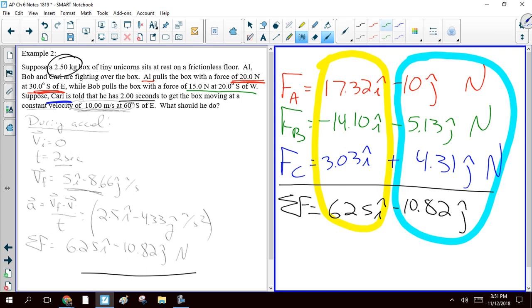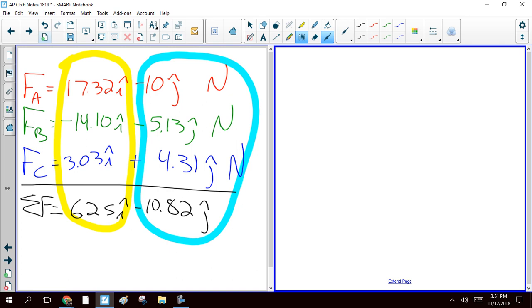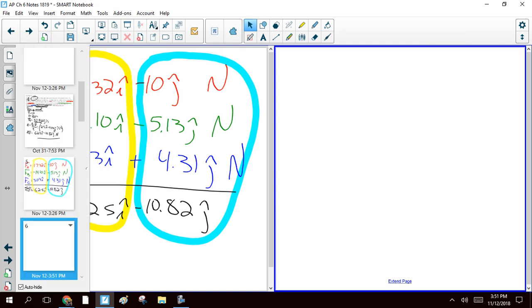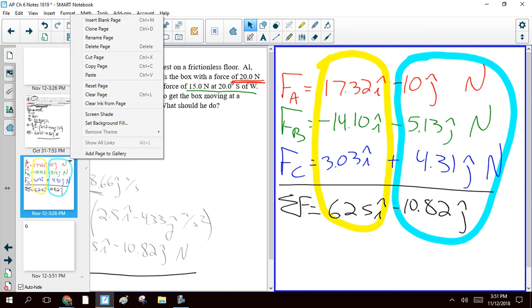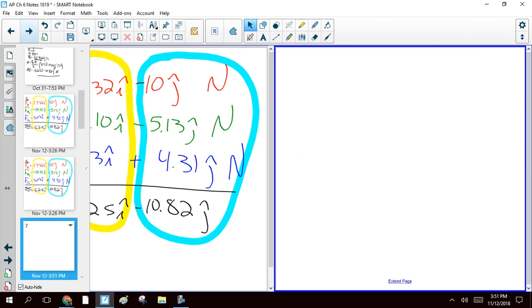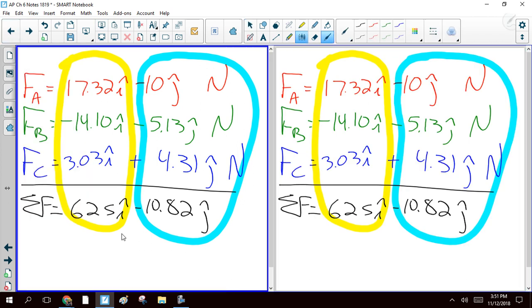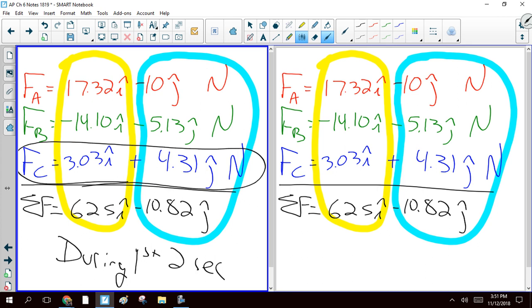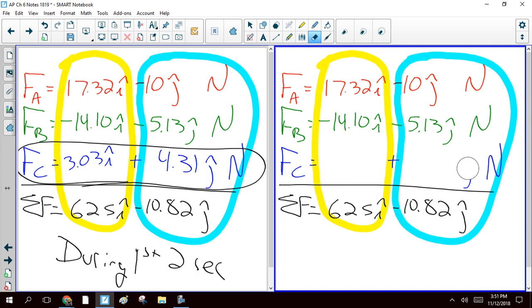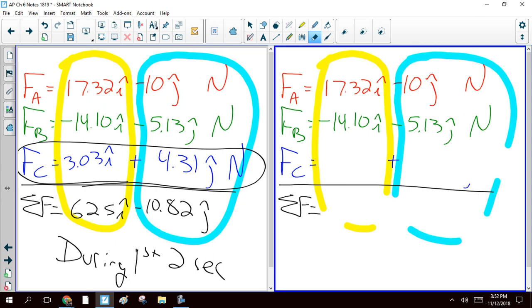Okay, so this is during the acceleration. For the first 2 seconds, this is how much force Carl should use. Then he wants the velocity to be constant, right? So that's going to change how much force he needs. To keep the velocity constant, we need our net force to be 0. So now you basically repeat this process, and my net force has got to be 0.